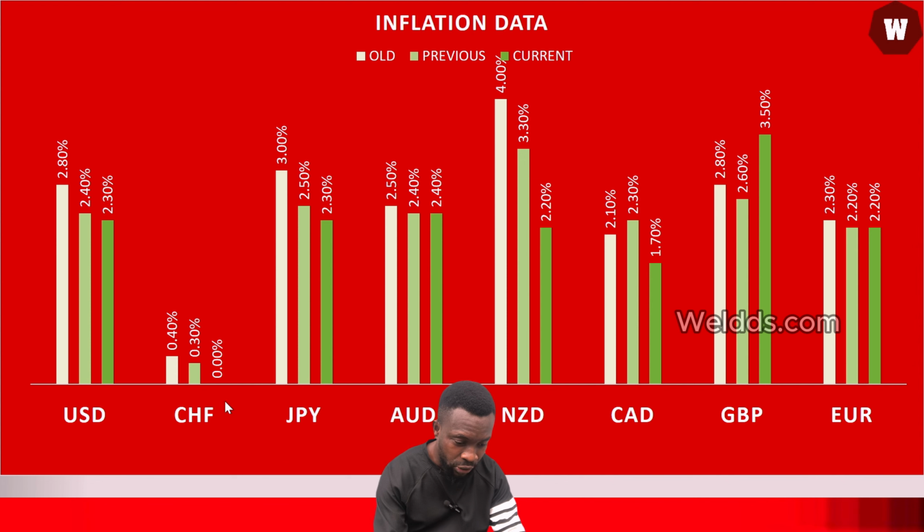Now, if you look at Switzerland, their inflation is well below 2%. So the Swiss National Bank has the responsibility to try to push inflation back to 2%. And this is what we are seeing. Even last month, it dropped from 0.3 where it was to 0.0, which is not really a good sign.